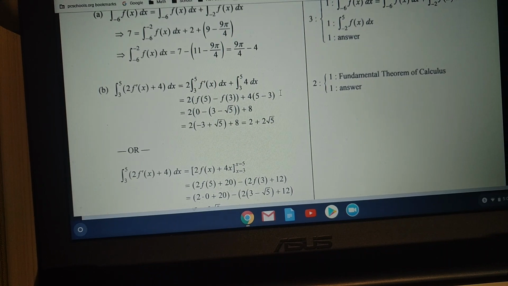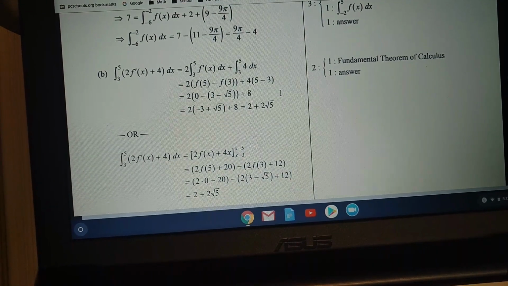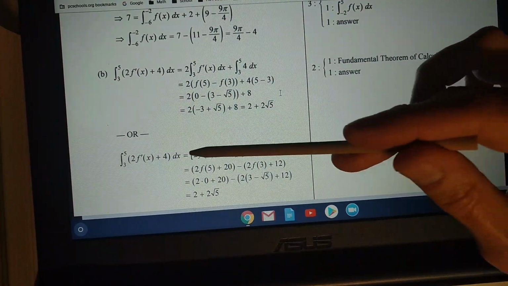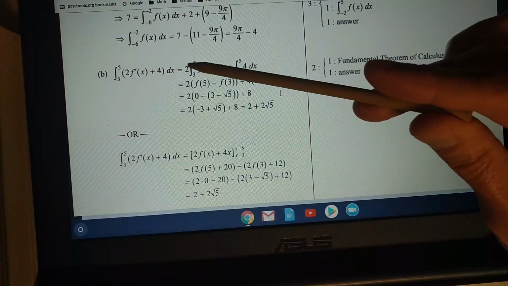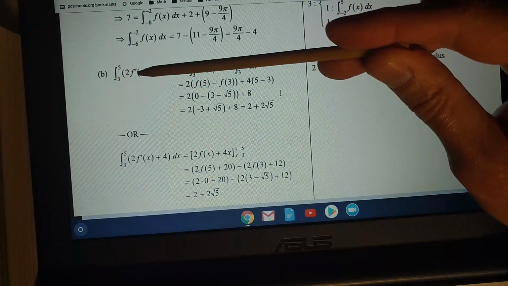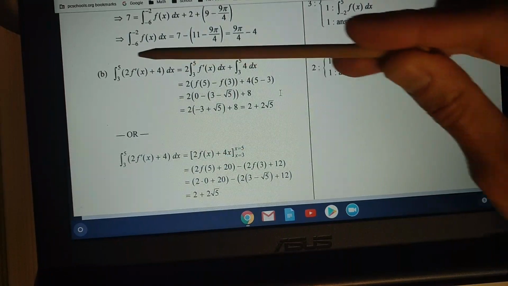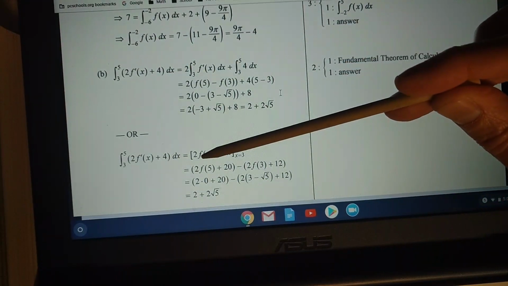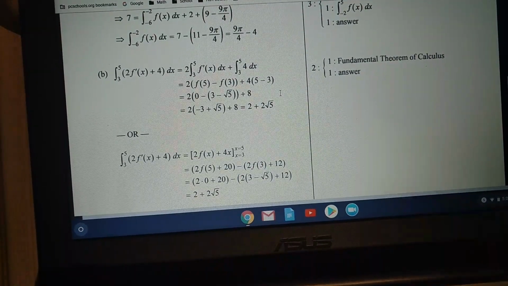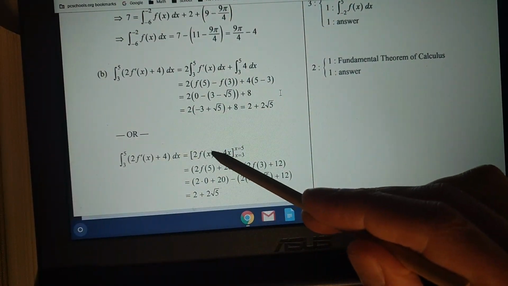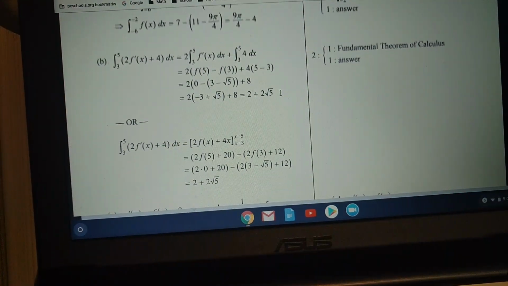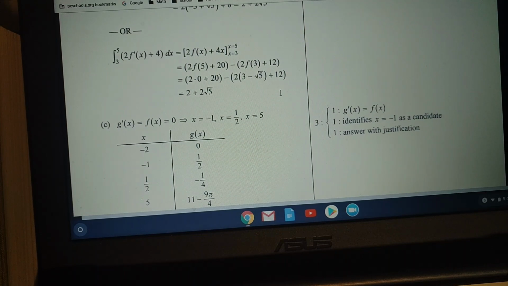There is another way to have done that one. The other way you could see would be, rather than separating it up, just simply anti-differentiating. That would be going from right here to right here, not breaking up into separate integrals, integrating each part, and then doing the correct evaluation. So if you get to here, that would get you your first point, and then your second point would be in your correct evaluation. All right, part C.